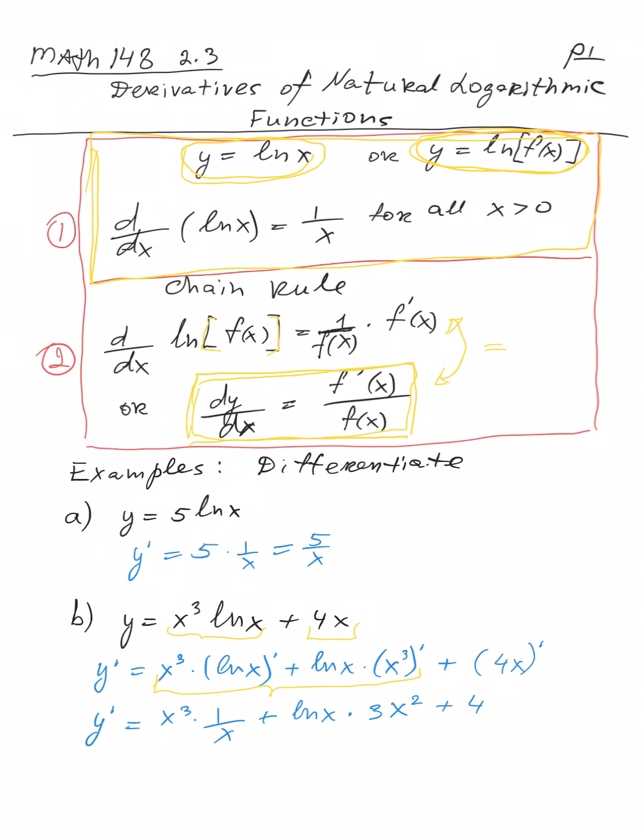and simplify just a little bit here. For instance, I can cancel this and this, the x is going to go out. Let's see what else I can do. Not much. Okay, so y prime is equal to x squared plus, and I'm going to change the order here, plus 3x squared ln of x, for clarity, and then plus 4, and that's all you can do. This is our final answer.